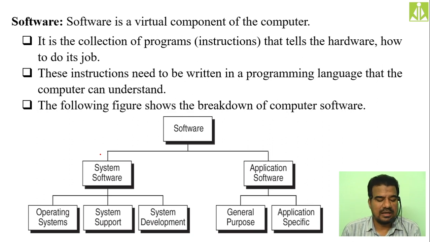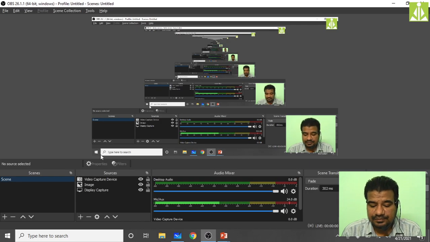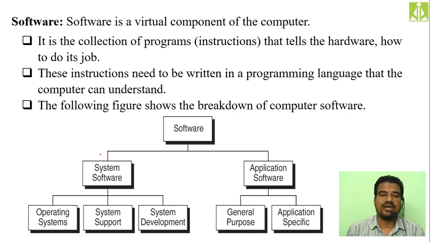Okay. The computer software, when we are talking about the computer software, it is a virtual component. It is not the physical component which we can touch and sense. It is the virtual component. And how we can define the software? It is a collection of programs. It is not just a single line of instructions. It is a collection of instructions, or collection of programs, that tells the hardware how to do its job.